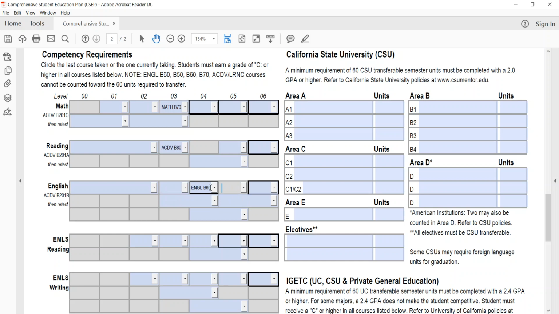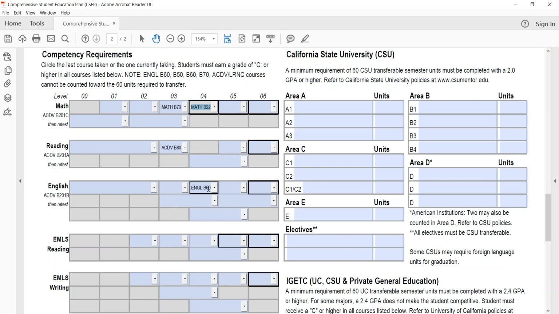I'm going to say that I placed in English B60. So here's the deal. You cannot take a transfer level math class until you've completed B70. Depending on the major that you're going into, it will dictate which math class you should take. So this is pre-calculus, this is statistics, and so on. I know for ag business in particular, I need to have both of these when I get to the four-year university, but they really like to see that statistics class, so I'm going to choose Math B22.